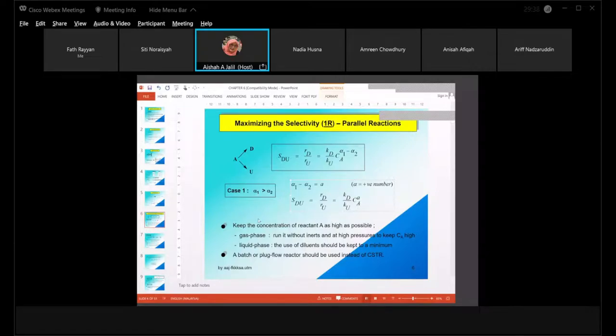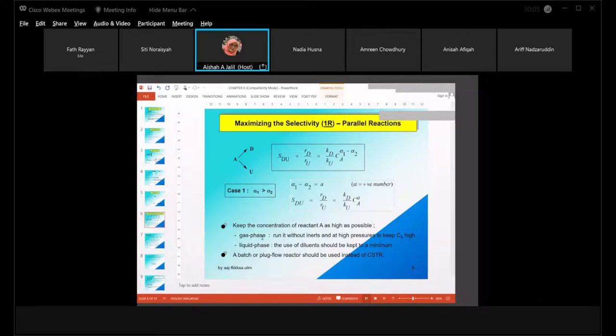It keeps going, okay? So how to keep the CA larger? CA is the concentration of A, okay? The concentration of the reactant. So how to keep the A larger? You have to keep the concentration of A as high as possible. How? There are two cases. One is gas phase reaction, one is liquid phase reaction.